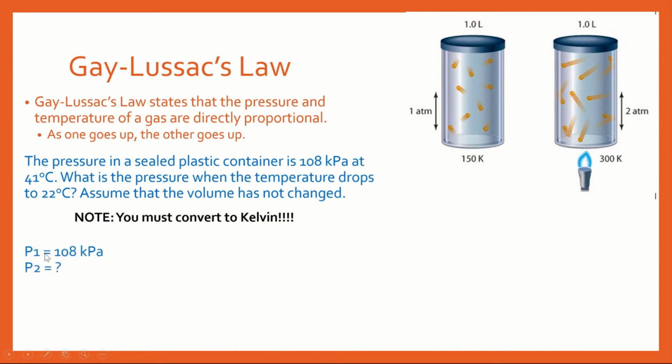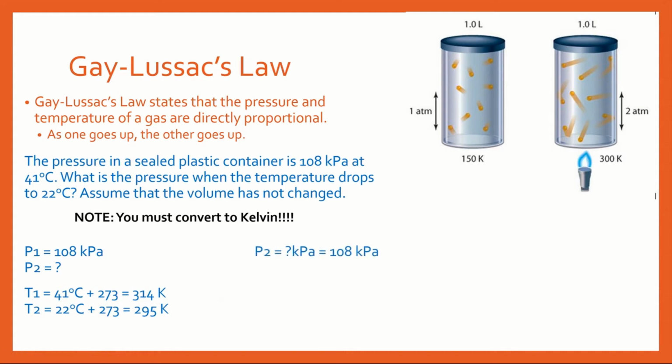Again, I like to list out my variables. P1, my first pressure was 108 kilopascals. My second pressure is currently unknown. That's what they're asking for. My temperature, I've converted to Kelvin, 41 degrees Celsius, plus my 273 gave me 314 Kelvin, and 22 degrees Celsius plus 273 gave me 295 Kelvin.